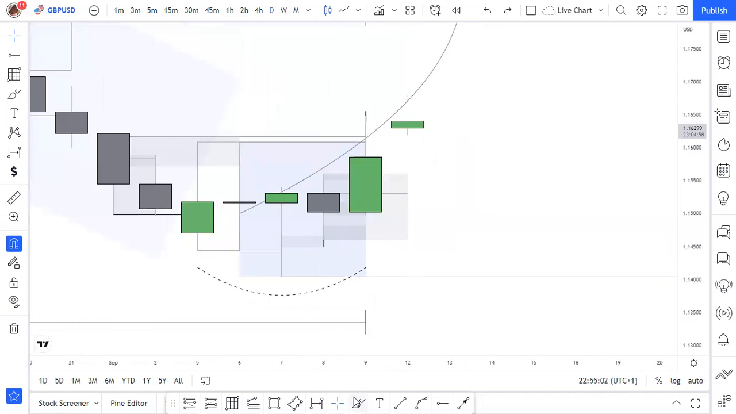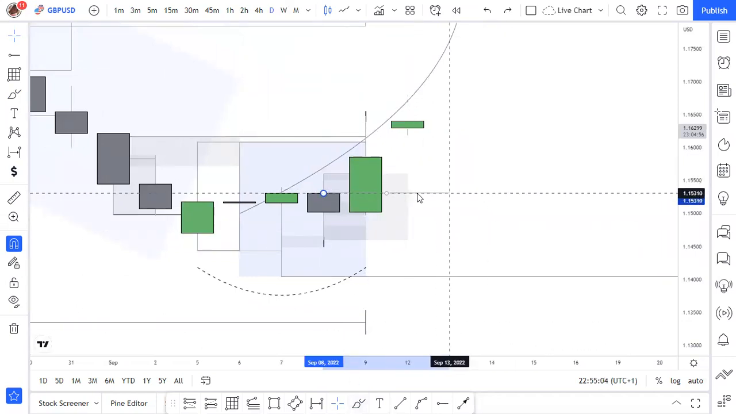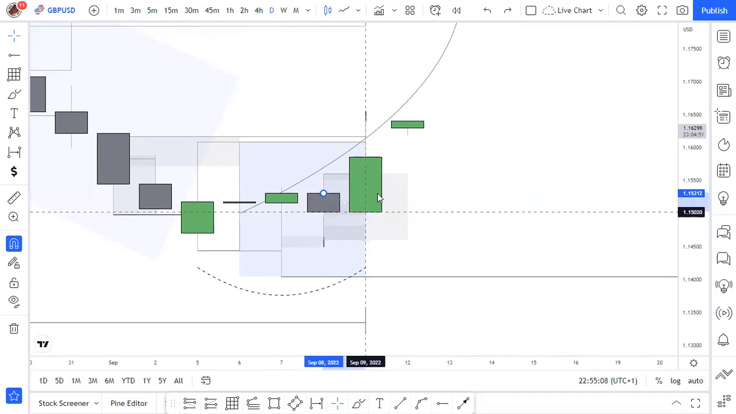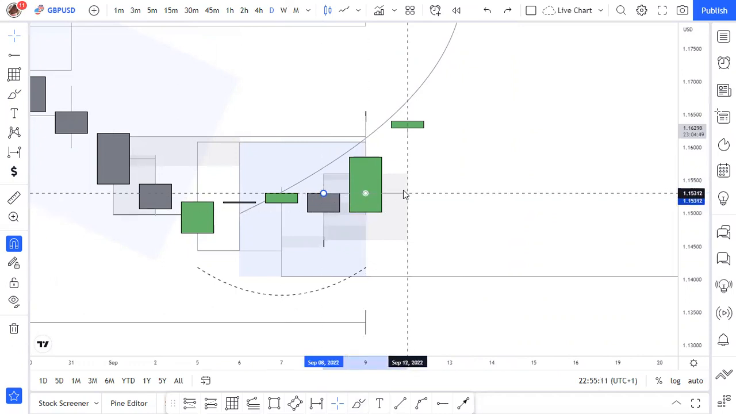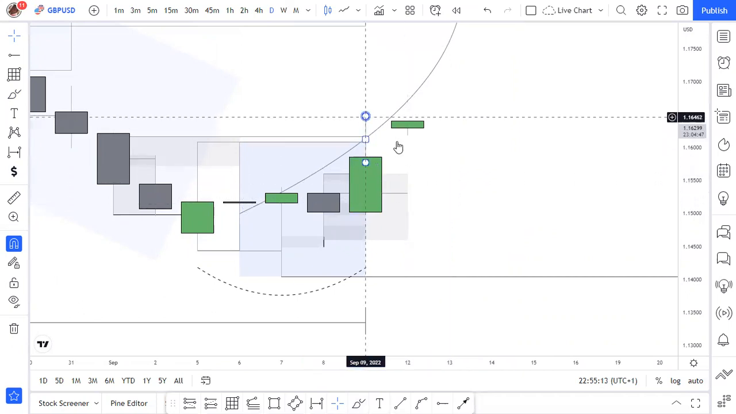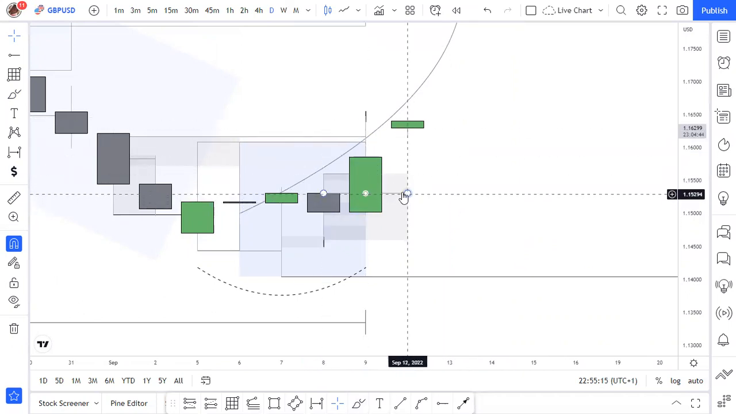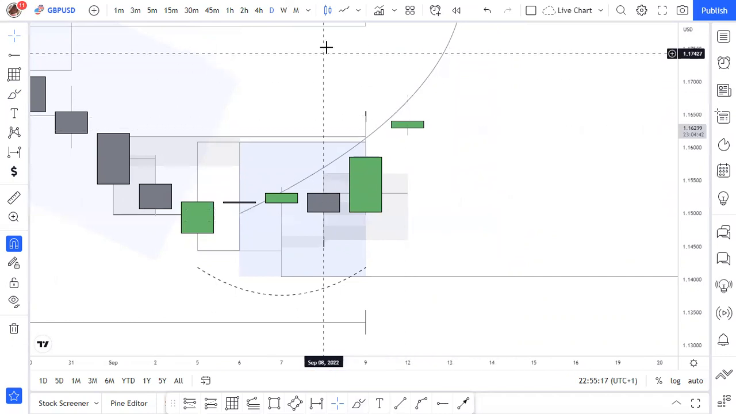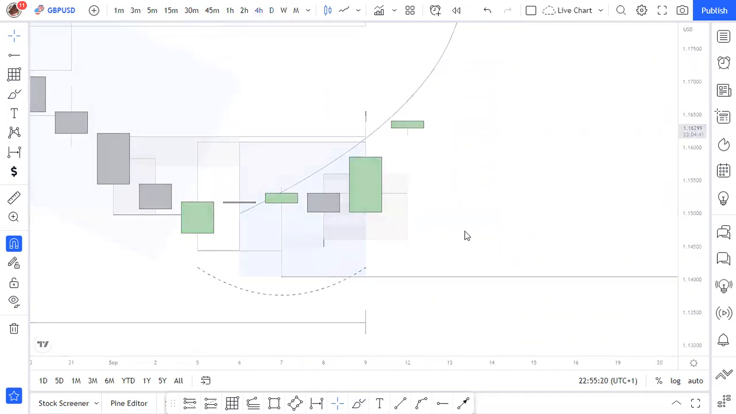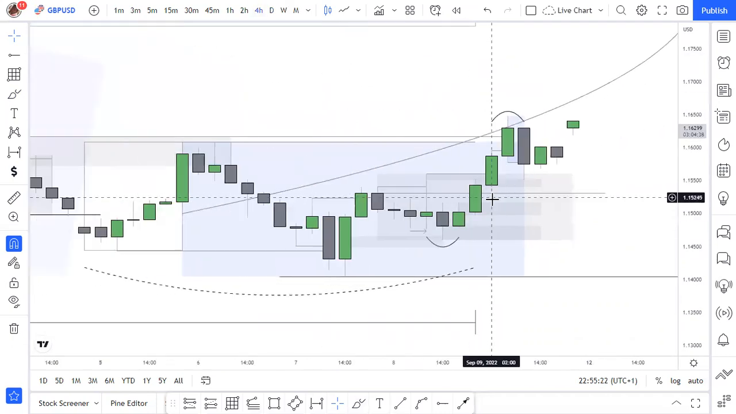So that's why I have this horizontal line here, just mapping out the open of the candle. This is the opening price of the candle. So price can as well just push down into the open of the candle and then continue up. So that's just what I wanted to talk about on the daily time frame.